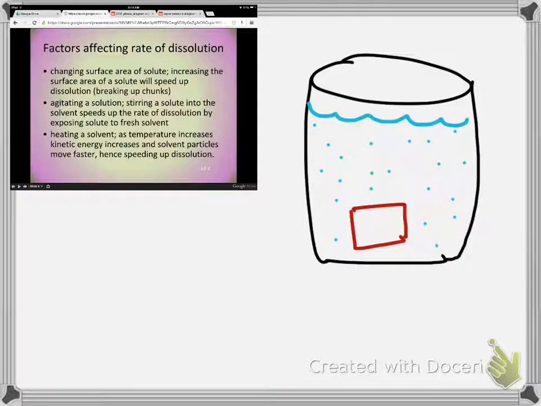Okay, so let's think about this all in terms of kinetic molecular theory. So you have this chunk of solid that you've dropped into liquid. There are particles in both of them. In the liquid, in the water here, the particles in the water are moving faster than the particles in the solid. The particles in the solid are just kind of sitting here.